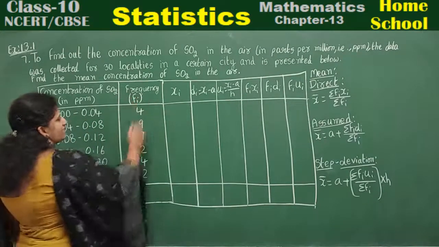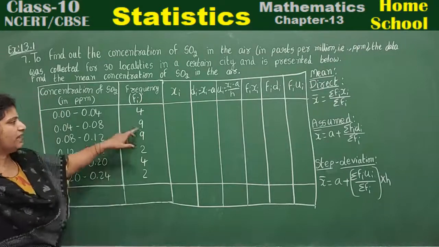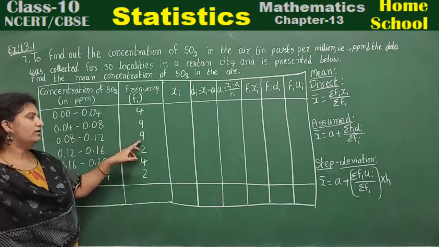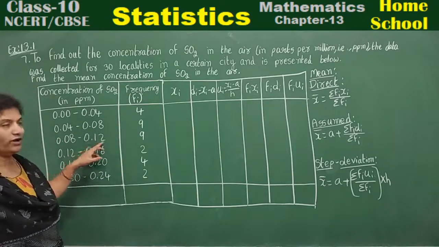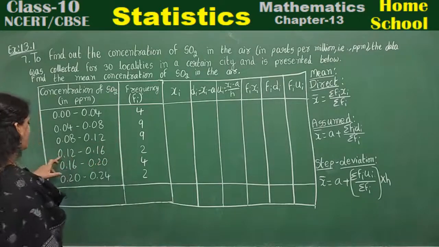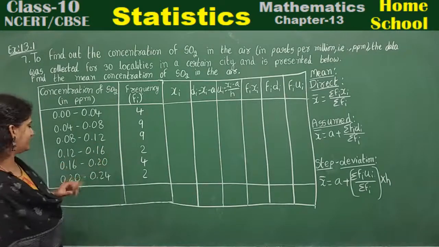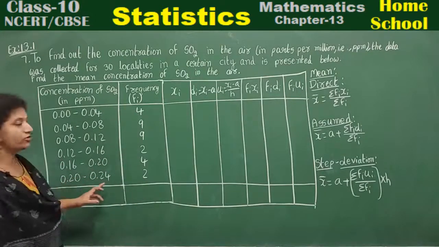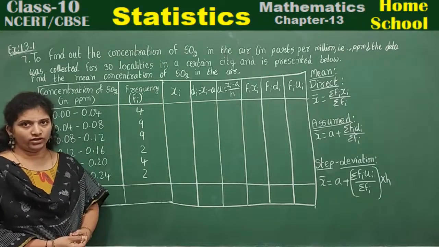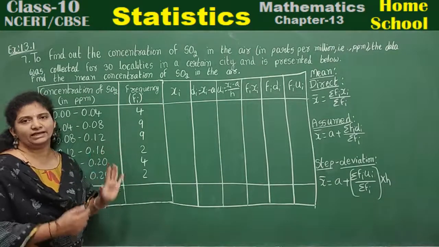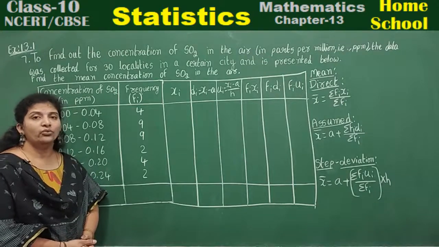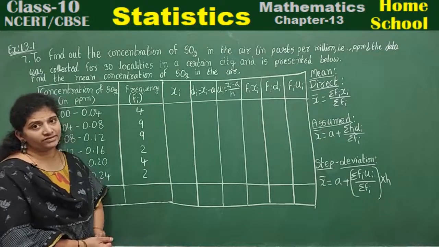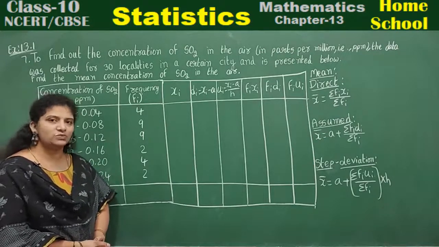So let us assume this as a frequency Fi. 9 cities, 0.04 to 0.08. 9 cities, 0.08 to 0.12. 2 places, 0.12 to 0.16. 4 cities, 0.16 to 0.20. 2 places, 0.20 to 0.24. Like this, they have given the data. What do we need to do? We need to calculate the mean concentration of sulfur dioxide in air, that is SO2 in air.